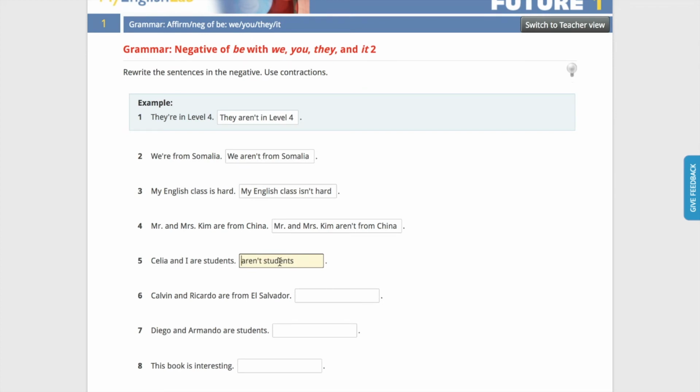Let's finish the next one, number 6. Calvin and Ricardo aren't from El Salvador. Aren't. We made a contraction. Or they aren't from El Salvador. I know where they're from. I'm sure they're from Colombia. Well, that's my guess, not yours.